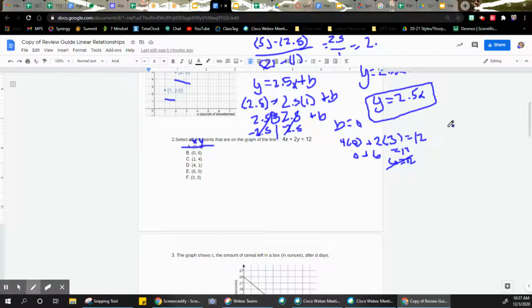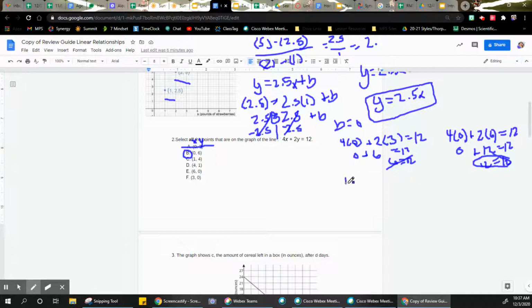Let's do B. So that's 4 times 0 plus 2 times 6 equals 12. 4 times 0 is 0, plus 2 times 6 is 12, equals 12. So that means 12 equals 12 because 0 plus 12 is 12. Since that is correct, I know that B is a correct answer. All right, let's move on to my next one, 1 and 4.